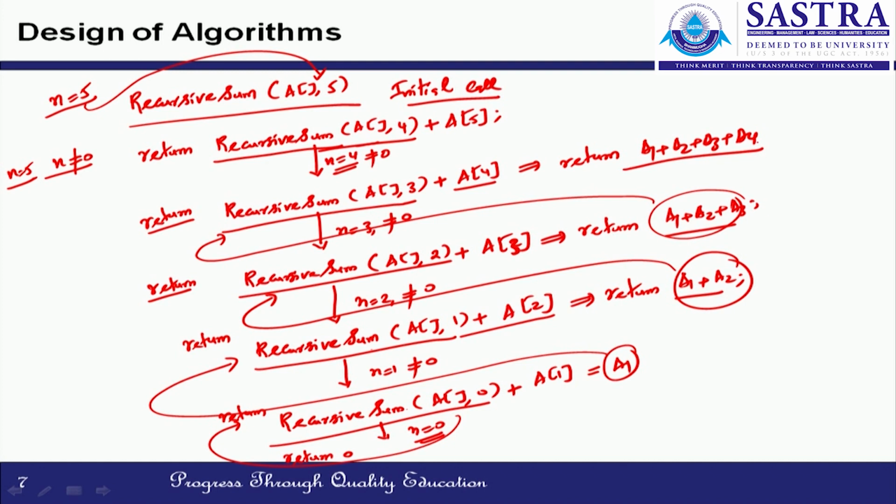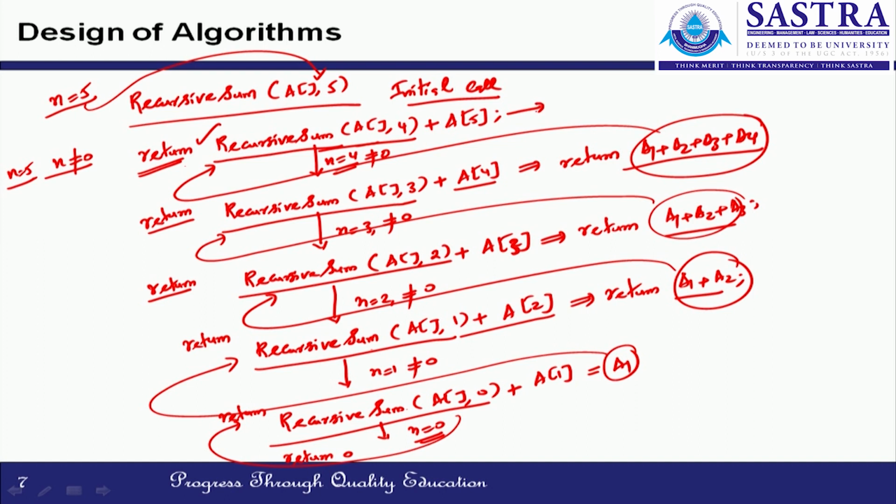Now, the caller of recursive sum of a array comma 3 is this recursive sum of a array comma 4. Now this value is returned here, then the first return statement, return recursive sum a array comma 4 plus a of 5, this implies return a1 plus a2 plus a3 plus a4 plus a5.